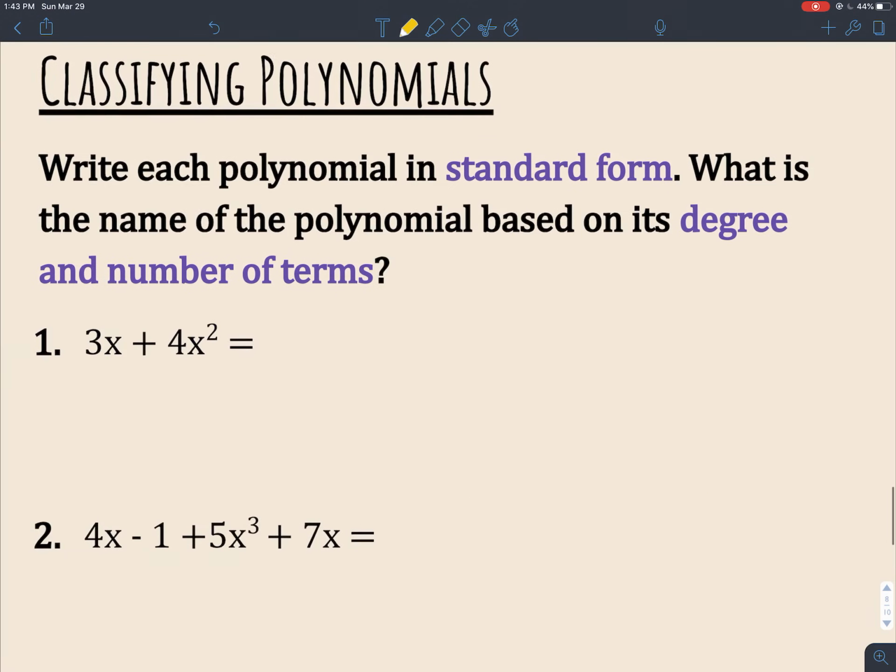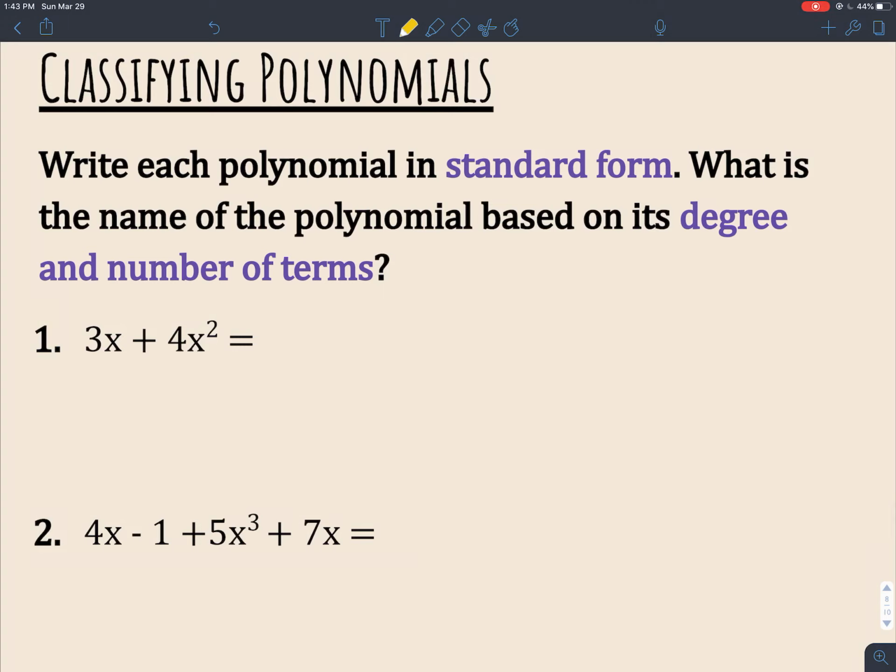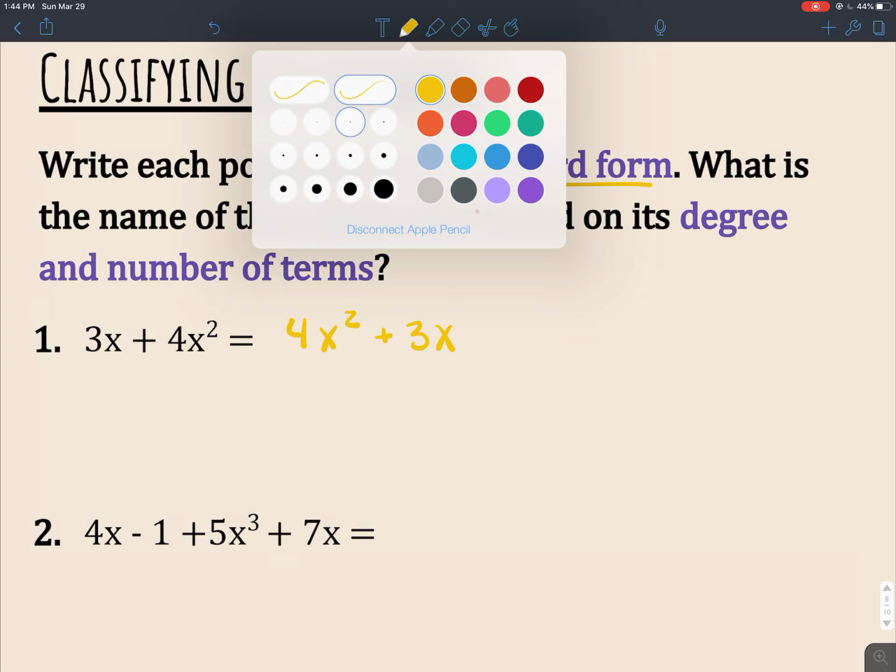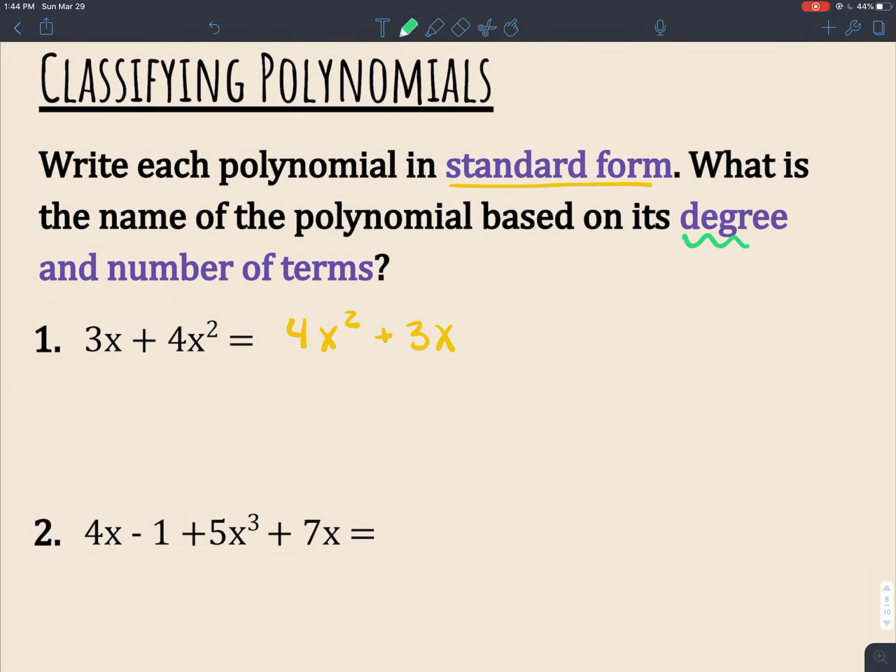So here, let's classify some polynomials. We want to write them in standard form first, so I'm going to do that in yellow. Going from the biggest exponent to the smallest exponent, it is going to be 4x squared plus 3x. Now I want to name it based off of the degree, so I will do that in green. The degree here is a 2, so this is a quadratic.